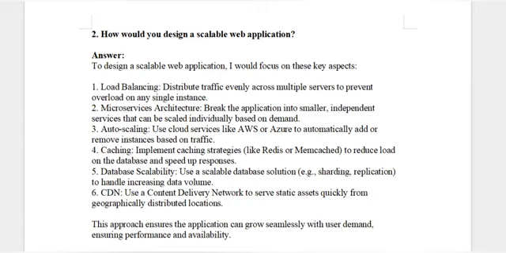Third is auto-scaling. Use cloud services like AWS or Azure to automatically add or remove instances based on traffic. Fourth is caching. Implement caching strategies like Redis to reduce load on the database and speed up responses. Fifth is database scalability. Use a scalable database solution like replication to handle increasing data volume. Sixth is CDN. Use a content delivery network to serve static assets quickly from geographically distributed locations. This approach ensures that the application can grow seamlessly with user demand, ensuring performance and availability.